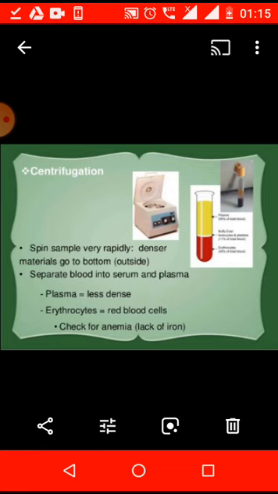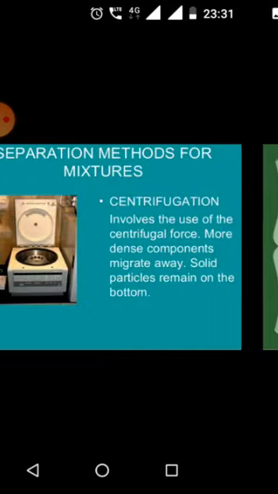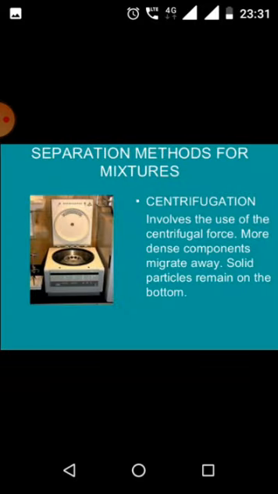So plasma is less dense. Erythrocytes are red blood cells. So we can check for anemia, lack of iron. This is also a separation method for mixtures. Centrifugation involves the use of centrifugal force. More dense components migrate away. Solid particles remain at the bottom.